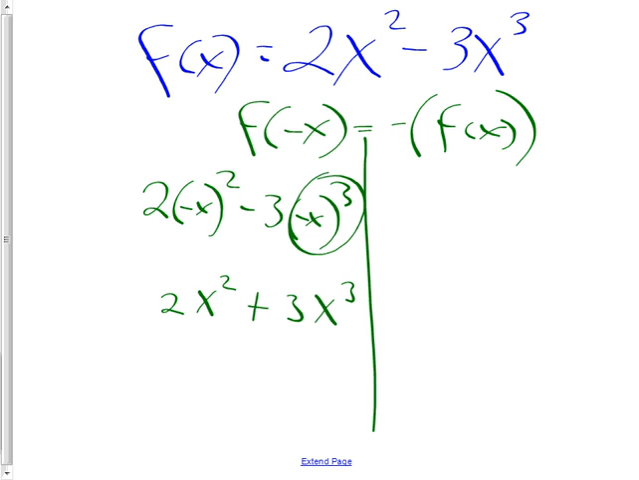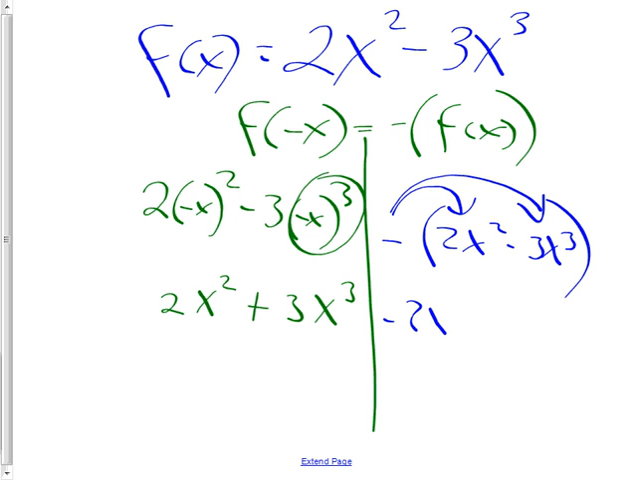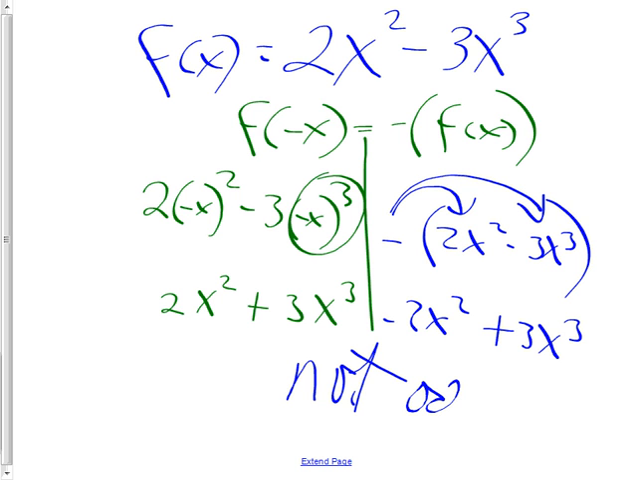Over on the other side, I have a negative, and in parentheses, I drop in the f of x, 2x squared minus 3x cubed. And now this negative has to get distributed to both. One's here and one over there. So it's negative 2x squared plus 3x cubed. It's really close to equal to each other, but do you get there's one little negative sign difference? They are not the same thing, and therefore this function is not odd.